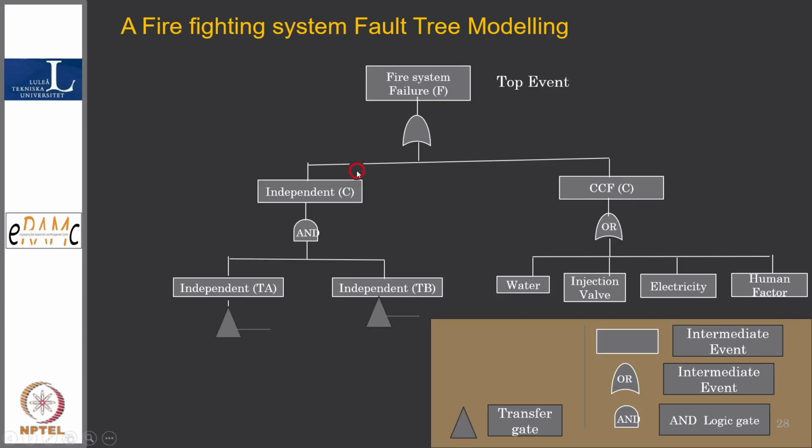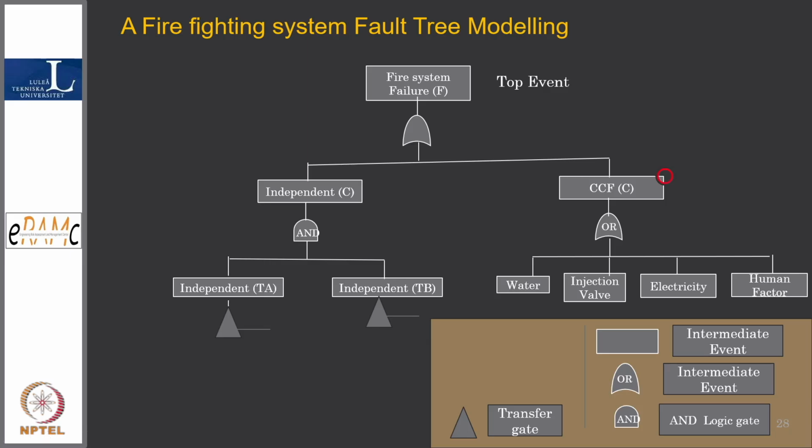So TA alone, though I have written TC, it is a TI. So here TI will be activated only when TA and TB both fail. And if that happens, then the output goes to the top, which means fire system failure. If one fails, then the output will not go to the top. That condition is an AND condition. But here, if one of the events happens, it goes to the top. So this is how it can be converted into knowledge.